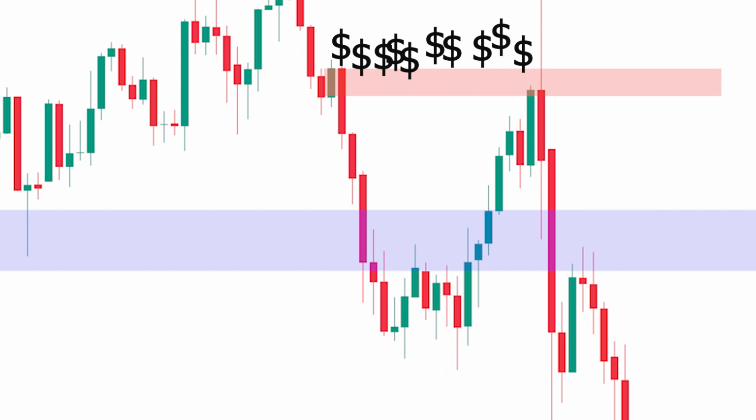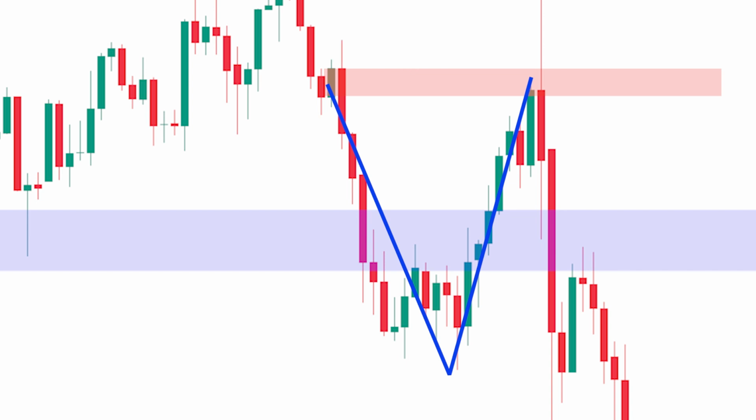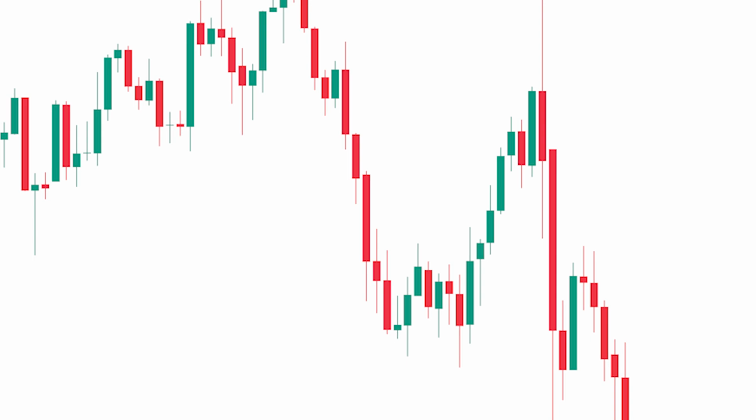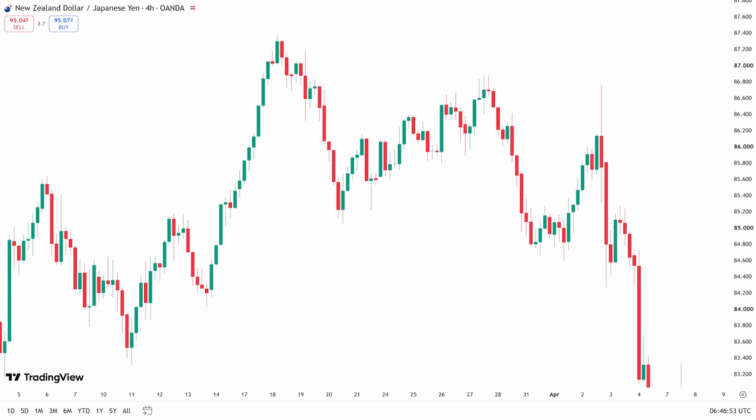When the price retraces back up into this newly flipped zone, those institutional orders get triggered, causing a massive, rapid drop. This isn't just a line on a chart shifting roles. This is a complete visual representation of major institutions flipping their bias from bullish to bearish in real time.